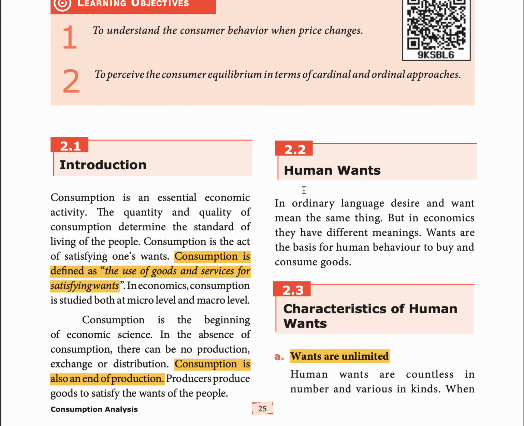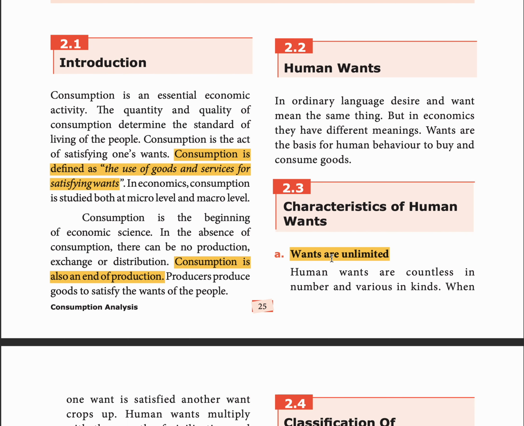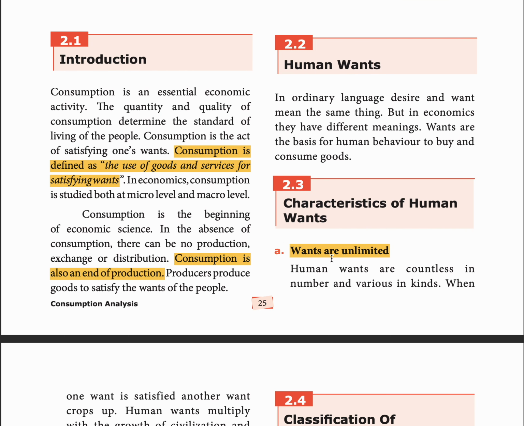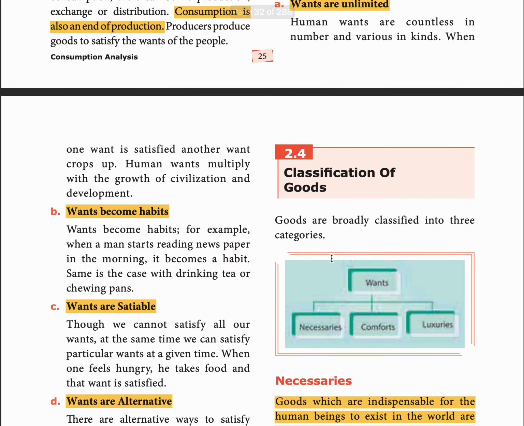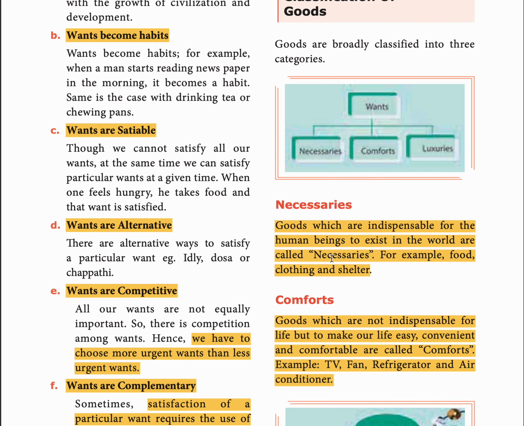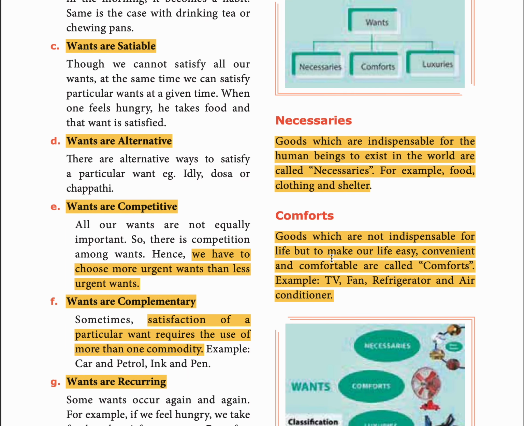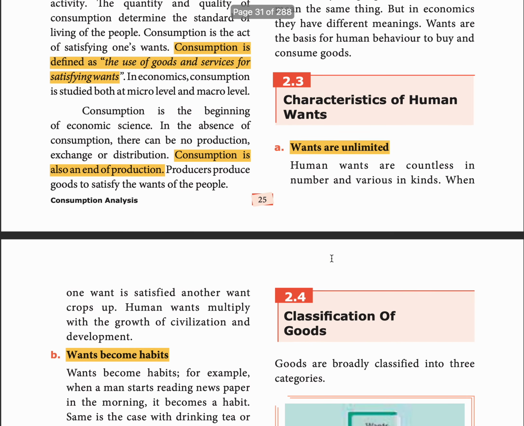Consumption is also the end of production. So what is the end of production? Consumption. So there are some characteristics of human wants. What are the characteristics of human wants? First, wants are unlimited. Wants become habits. Wants are satiable. Wants are alternative. Wants are competitive. Wants are complementary. Wants are recurring. So these are some of the characteristics of wants.